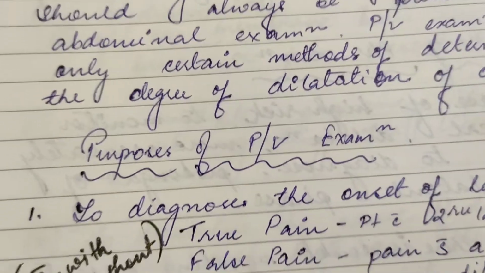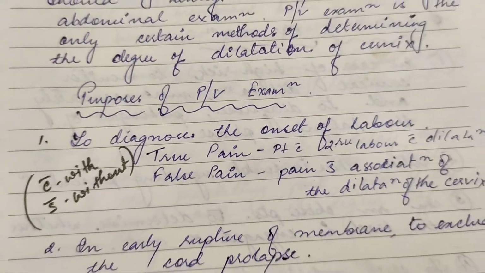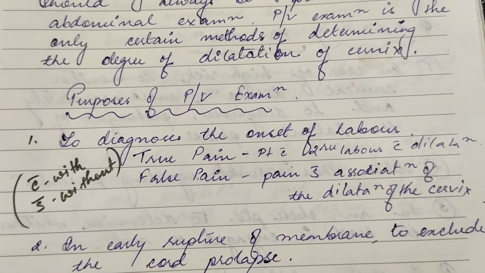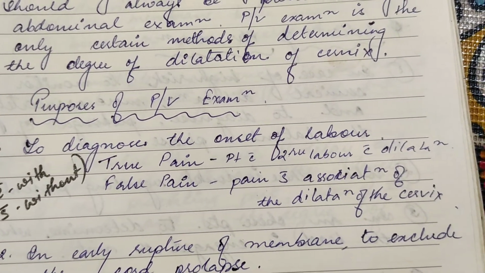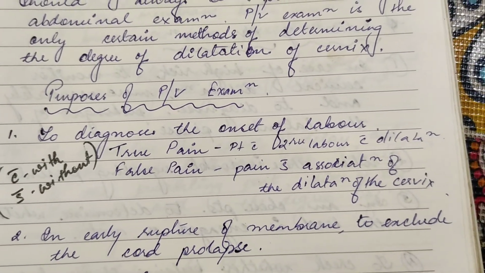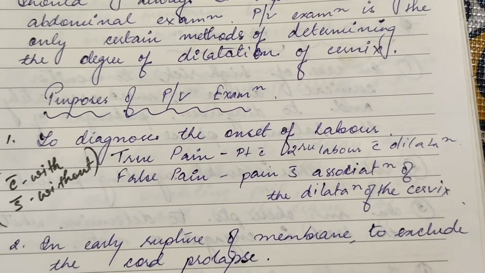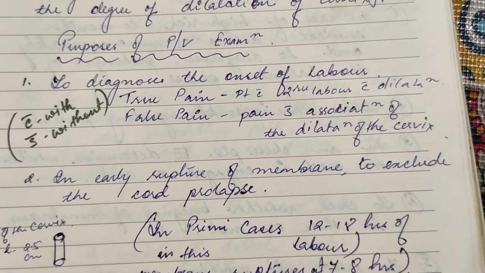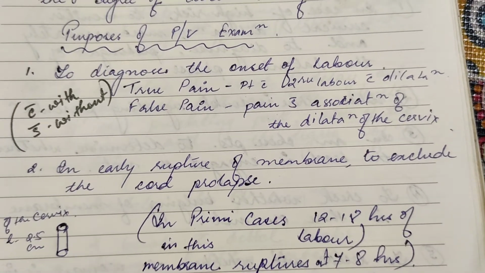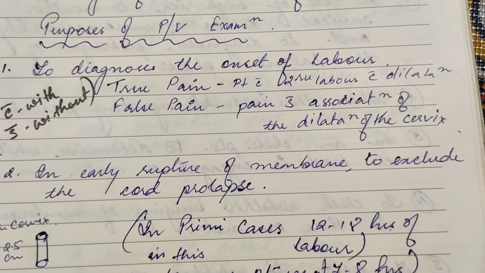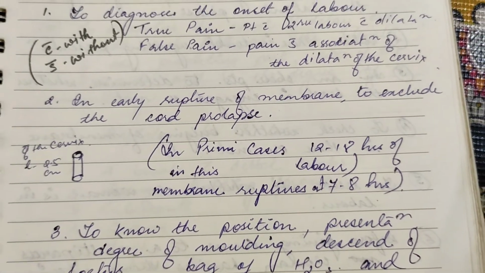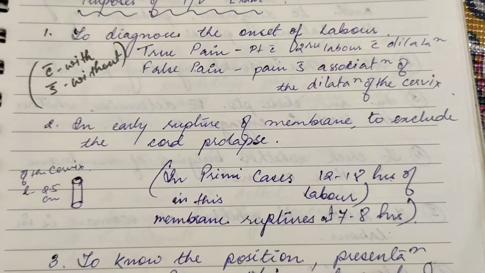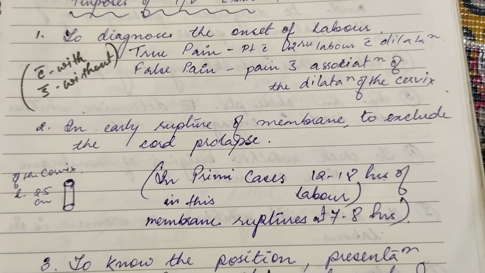Next is the purpose of pervaginal examination. Number 1, to diagnose the onset of labor: true pain, patients with true labor with dilatation, and false pain, patient without association of the dilatation of the cervix. Number 2, in early rupture of membrane to exclude the cord prolapse. In primary cases, 12 to 18 hours of labor. In this, membrane ruptures at 7 to 8 hours.